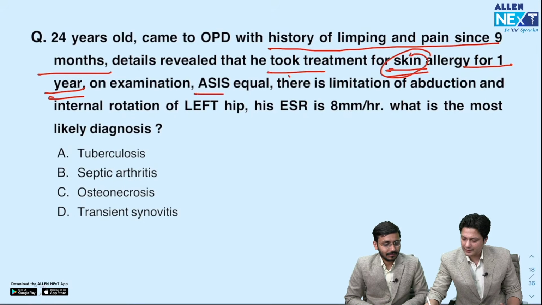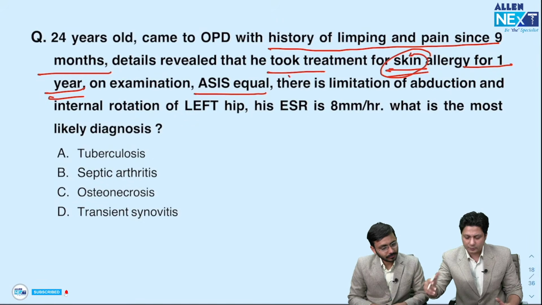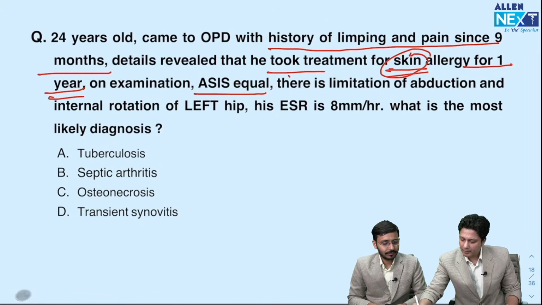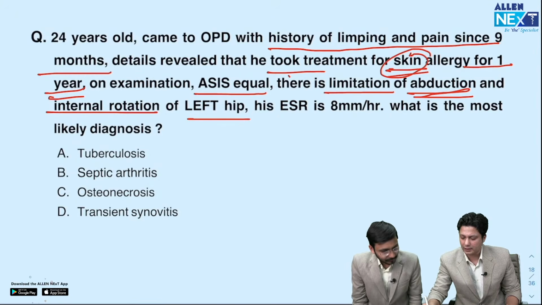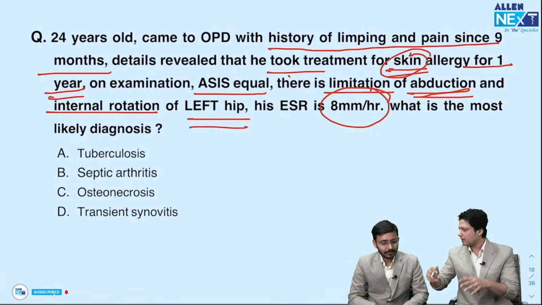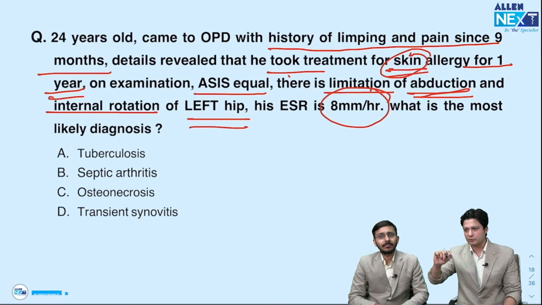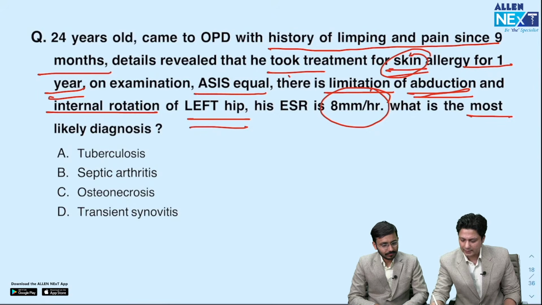On examination, ASIS, that means anterior superior iliac spine, both of them level is equal. But there is a limitation of abduction and internal rotation of the left hip. His ESR is found to be 8 millimeters for the first hour. It is normal because if it is beyond 10, it is considered elevated for the first hour. What is the most likely diagnosis?